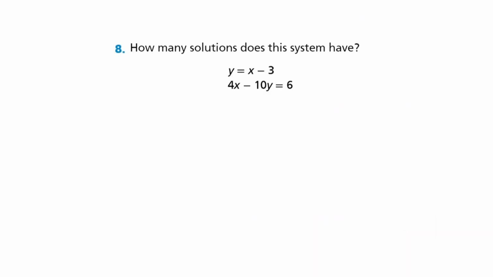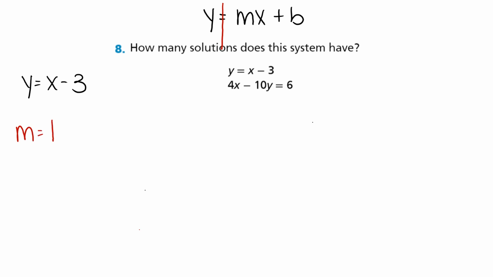For number 8, how many solutions does this system have? The first equation, y equals x minus 3, is in slope-intercept form. The y equals is in the front, the mx is in the middle, and the plus b is at the back. We can identify our slope, which is a 1x, and we can identify a y-intercept, which is a negative 3.